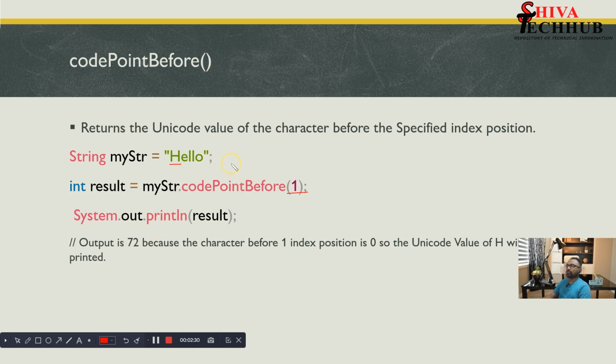So let us consider one more example. For example, in this case, I am giving it as 4, right? codePointBefore 4. The character that is present at 4 is O, and the character that is present before O is L, right? So it returns the Unicode value of L. That is how we need to understand codePointBefore.